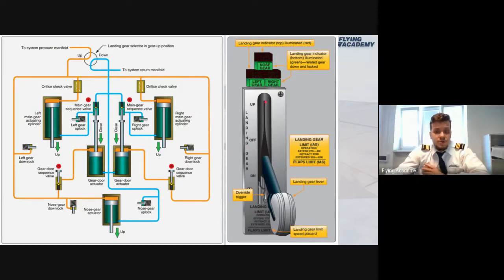Which kind of indication will it represent? If our lever is located in the down position and our landing gears are actually in the down position, we will have a green indication.